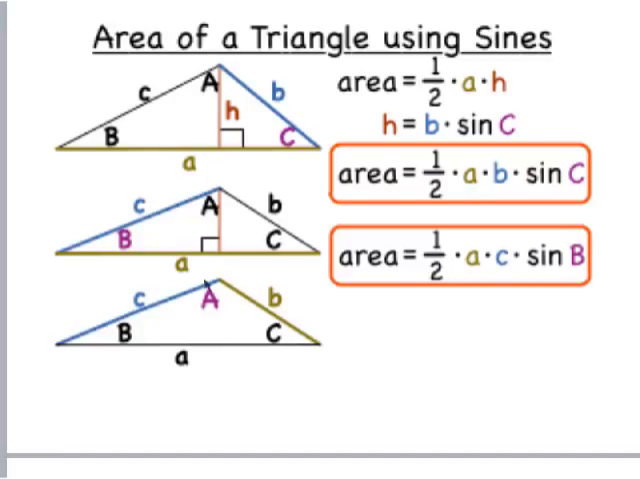Alrighty, for any triangle, you have angle B and its opposite side b, angle C, opposite side c, angle A, opposite side a. For a non-right triangle, you can use these two formulas to find their area. Now, where did the area come from? Well, let's look at this.